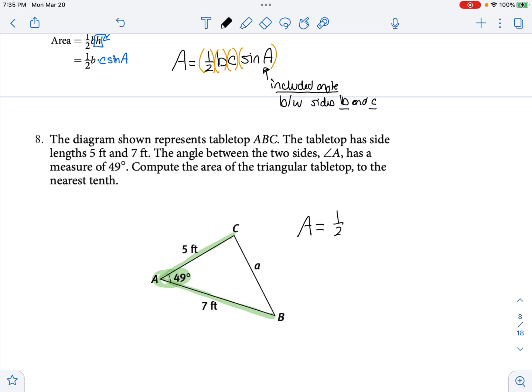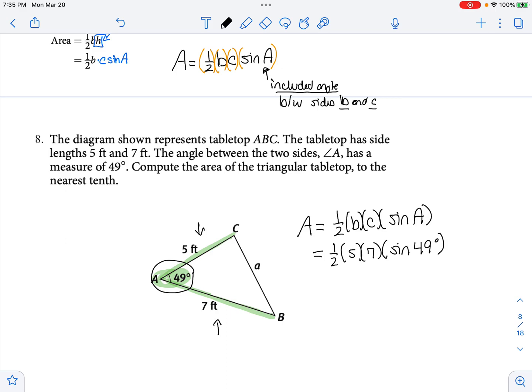Okay, area equals 1/2 times B times C times sine of A. My B and C are going to be these two sides, and since we're multiplying them, it really doesn't matter which one or what order I put them in. Okay, 5 and 7, doesn't matter. The angle that's between those, that's the angle that's going in with sine. So we're going to do sine of 49 degrees.